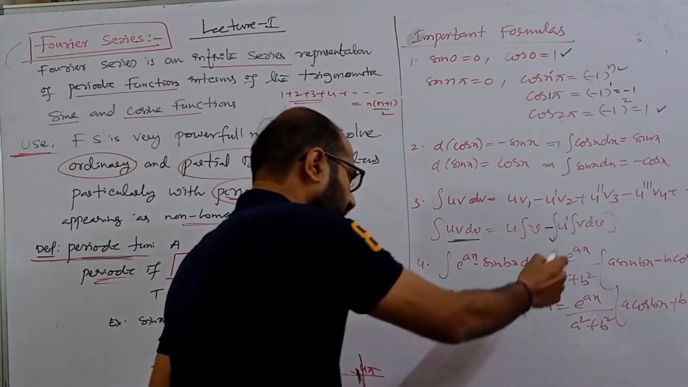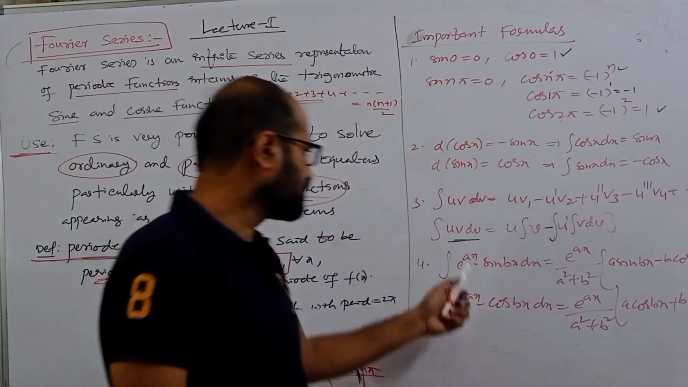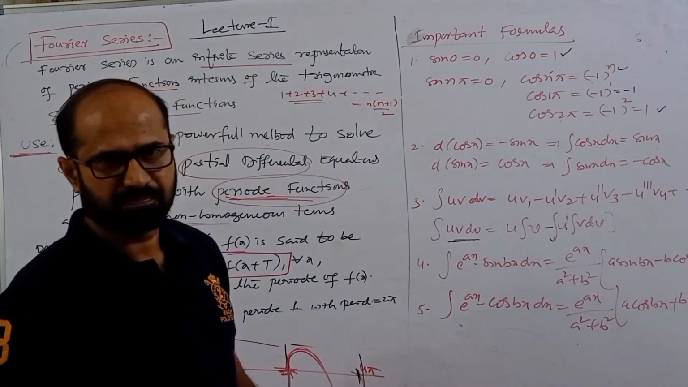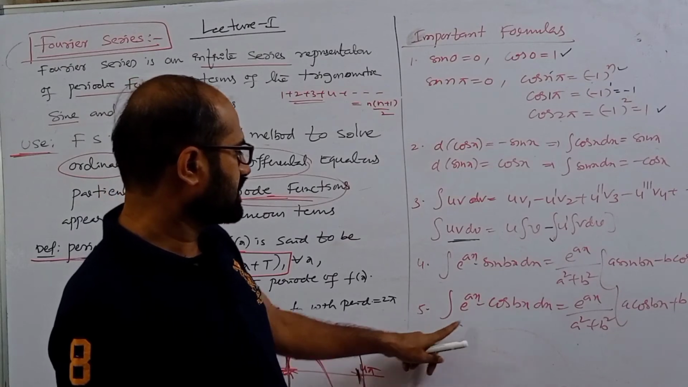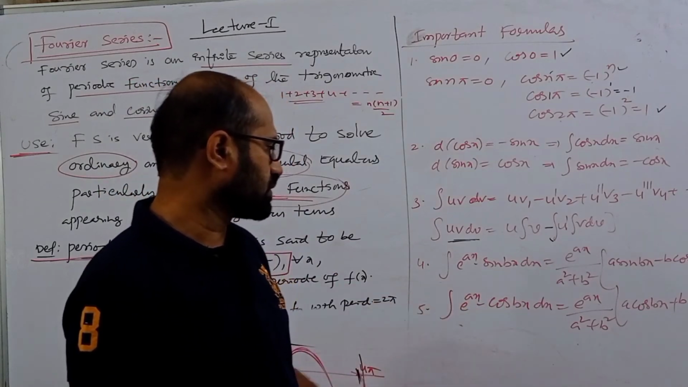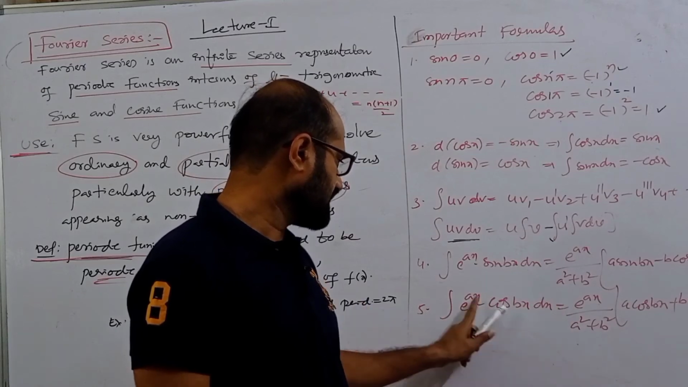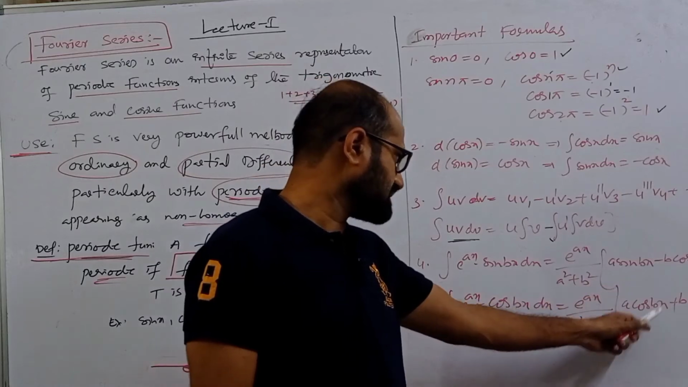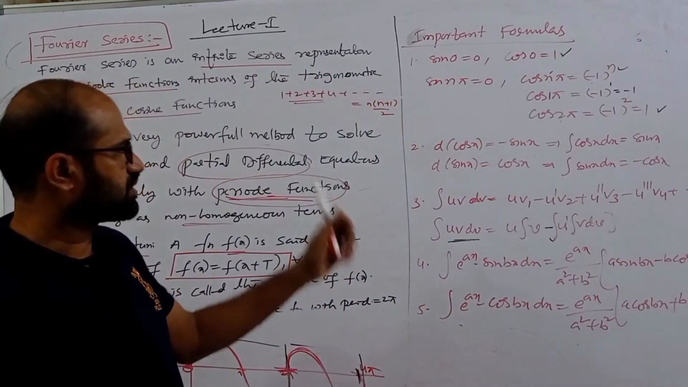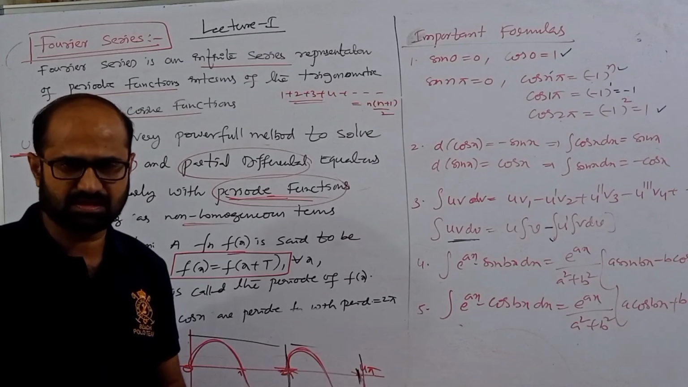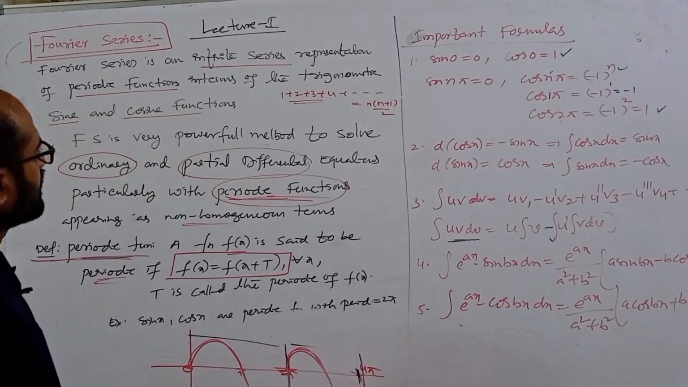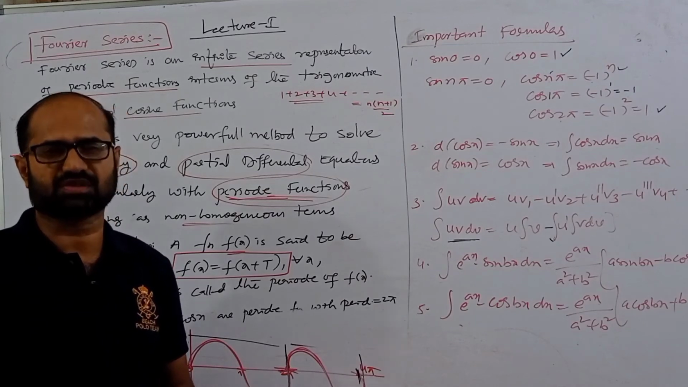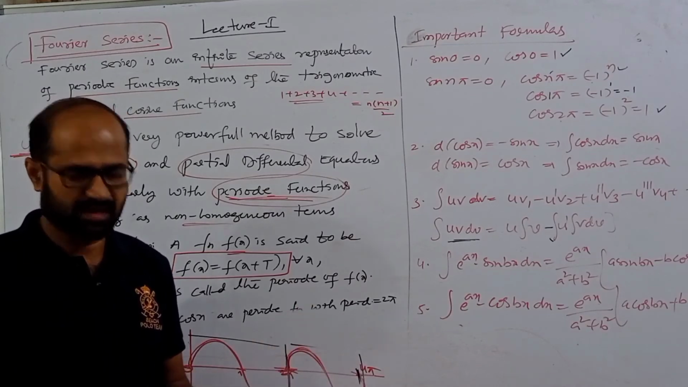One more important formula: integration of e power ax into sin bx dx equals e power ax by a square plus b square into a sin bx minus b cos bx, right? Similarly, integration of e power ax into cos bx dx equals e power ax by a square plus b square into a cos bx plus b sin bx. So these are some formulas which are very much useful to express a function as a Fourier series, right?